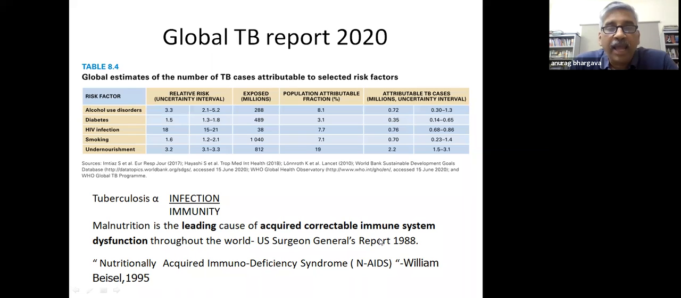And this is understandable because TB is a function of infection, but also a function of the immunity. And malnutrition has been long known to be the leading cause of impaired immunity across the world. And the related immune deficiency was labeled as nutritionally acquired immune deficiency by one leading nutritionist, just to give a counter thing to AIDS. So it was called NAIDS.